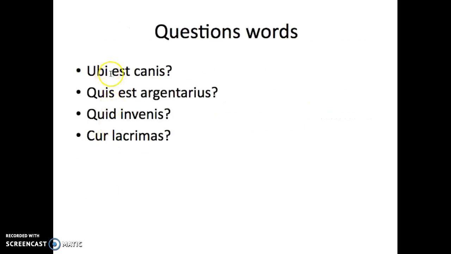So your standard question words that you know from before are ubi, quis, quid, cur. Ubi est canis? Where is the dog? Quis est argentarius? Who is the banker? Quid invenis? What do you find? Cur lacrimas? Why are you crying? If you start a sentence in Latin with ubi, quis, quid, or cur, your listener or reader will know that you're asking a question.